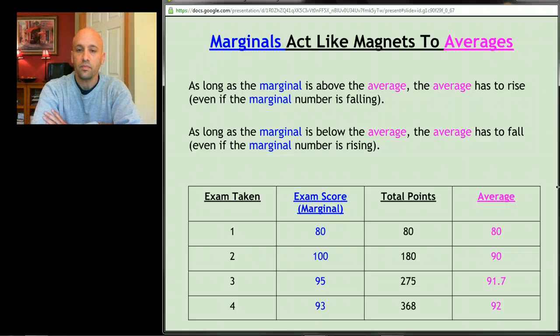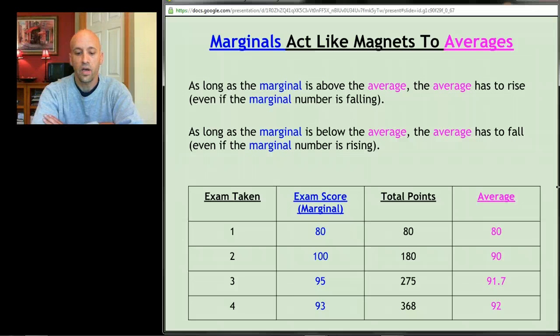So as long as a marginal number is above an average number, that average number has to rise, even if the marginal number itself is falling. I'll explain that in a second. Or as long as the marginal number is below the average, the average has to fall, even if the marginal number is rising. Gave you a little example in the bottom of the screen.